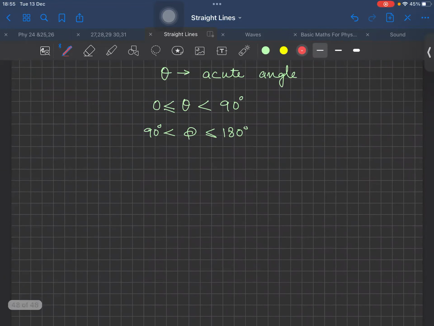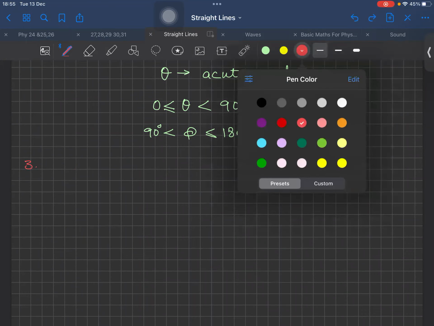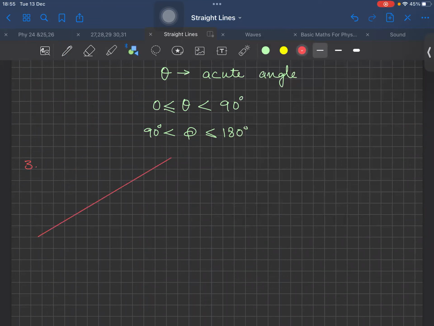Now the third point: for two lines to be parallel, let's say a line like this, something like parallel lines. If the lines are parallel, their slopes must be the same.